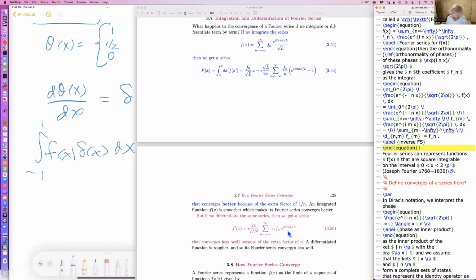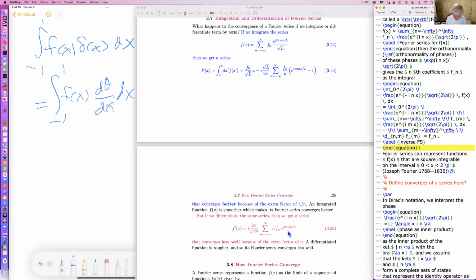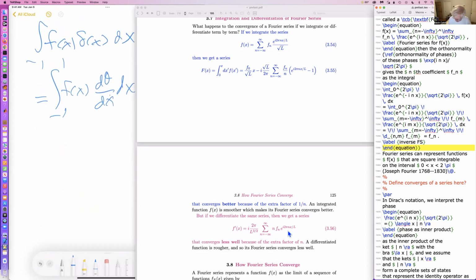On the other hand, if you write this as f of x and delta of x as d theta dx dx. By the way, I'm doing this live without notes, so I'm not certain this is going to work out. If we now integrate by parts, what we get is, let's see.